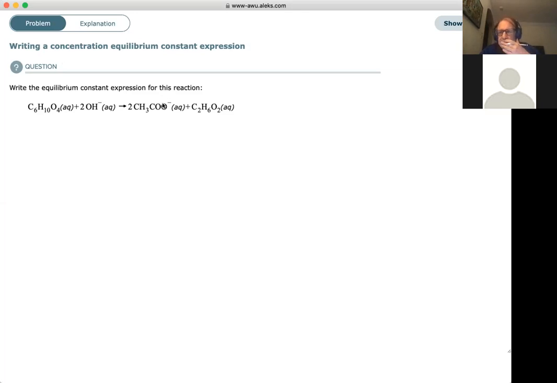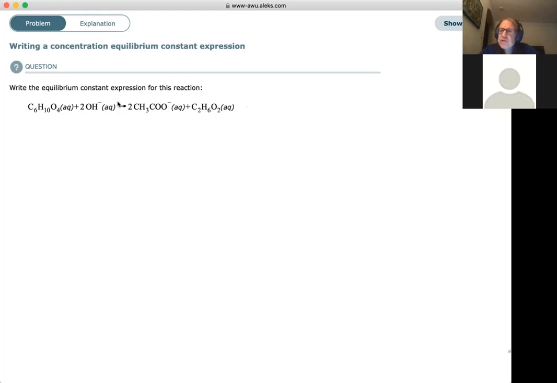Now, I'm going to point out when you do these problems, make sure you observe the states of matter. It turns out it's important. When we write equilibrium expressions, we need to know whether they're gases, whether they're aqueous, whether they're liquids, or whether they're solids. Notice these are all aqueous. We don't need to worry about why right now. We'll get to that pretty soon. But right now, just get in the practice of observing the states of matter.